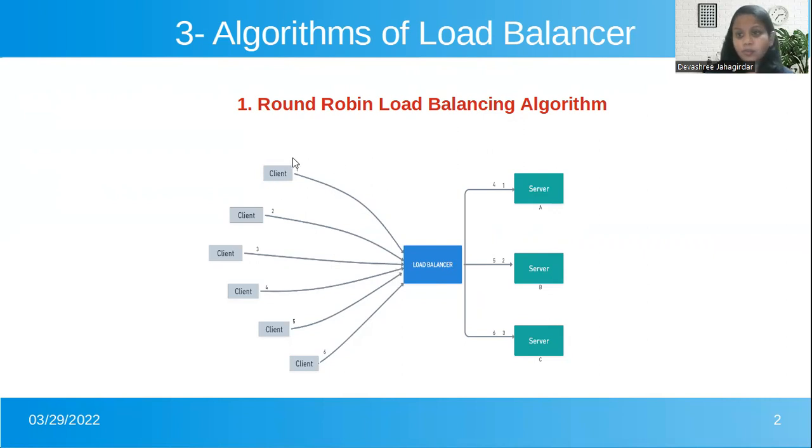For example, client 1 request goes to server A, client 2 request goes to server B, client 3 request goes to server C. For the next client, client 4, the request will go to server A, client 5 the request will go to server B, and client 6 the request will go to server C. Accordingly, this will work again. So this is what the round robin balancing algorithm is.